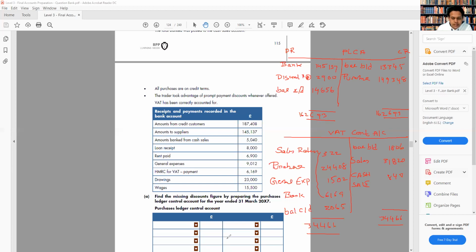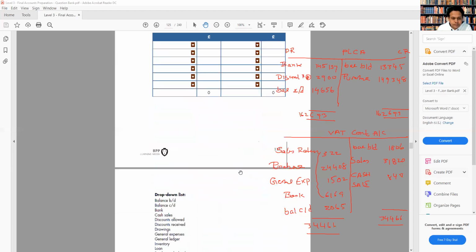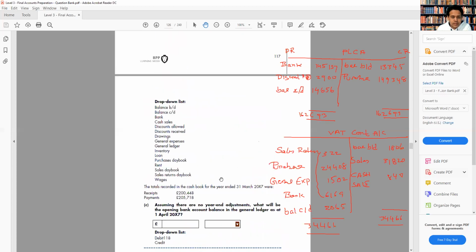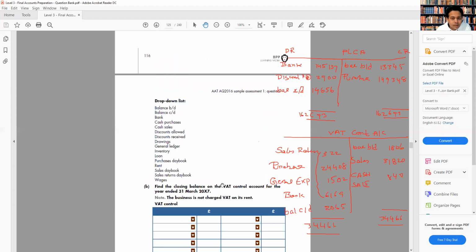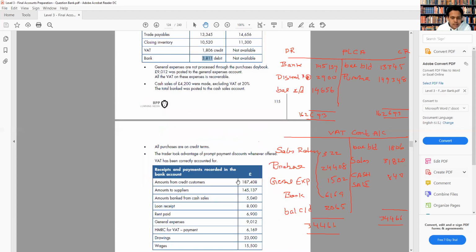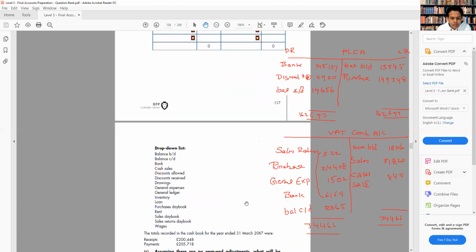The next one, what else are they asking from this question? The next question is asking to find the bank balance. So this question is quite easy. They give us the receipt, how much we received during the period, and how much we paid during the period. So how much money do you have left? So it's a very easy question. All you need to see is how much money we had in the bank at the beginning. So we can see at the beginning we had 3811. That is a debit, so we don't have to make the minus sign because this is our money. So 3811. This is the money we had at the beginning as opening balance.